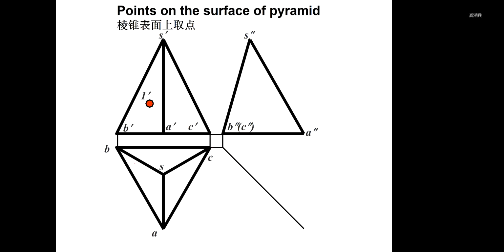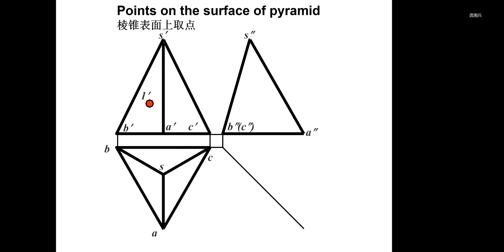The pyramid is a little bit difficult because there are only two spatial planes, not like the cylinder, not like the prism. This pyramid is a little bit difficult. So for point 1 here, you cannot get the answer directly, like with the prism.